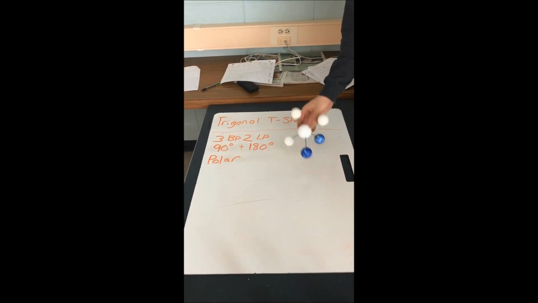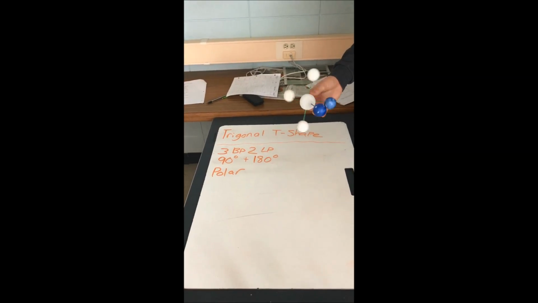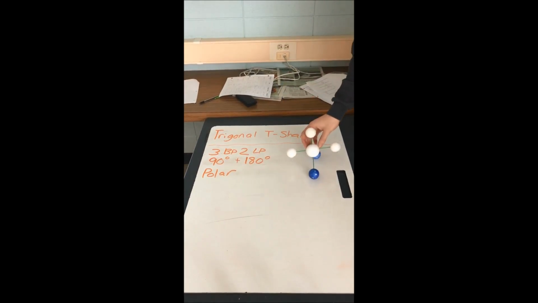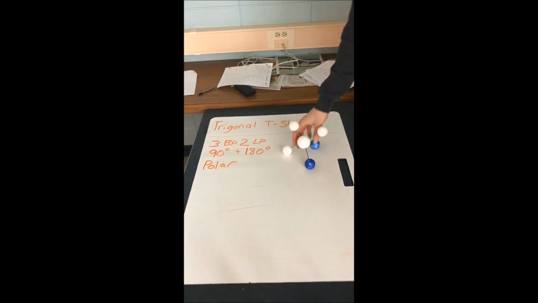This is the trigonal T-shaped structure. This is what it looks like. There are 3 bonded pairs, the white ones, and 2 lone pairs. It gets this T-shaped name because the bonded pairs end up forming a T like this, a capital T.